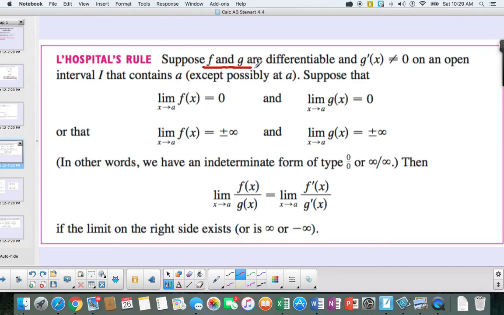The numerator and denominator functions have to be differentiable, and the derivative of the denominator cannot be equal to 0 except possibly at the value you're taking the limit of. When we have this 0 over 0 situation, or an infinity over infinity situation with some combination of plus or minus infinity, then the limit of the quotient of these two functions is equal to the limit of the quotient of the derivatives of these two functions as x approaches a.